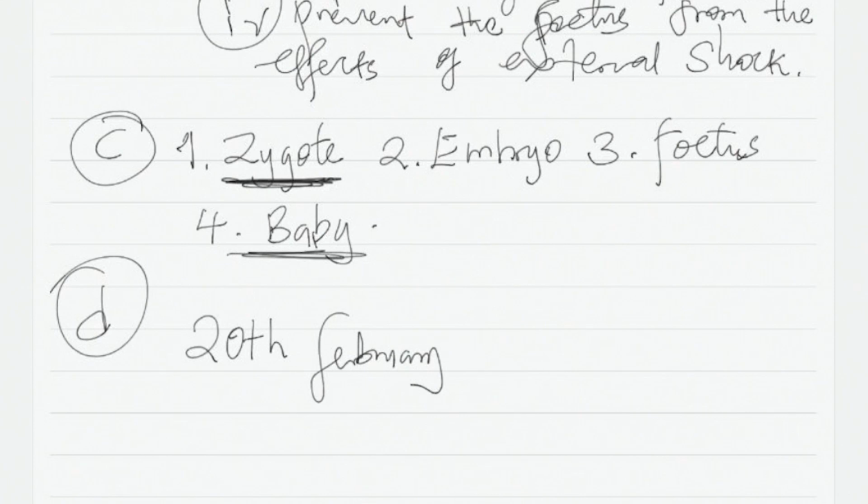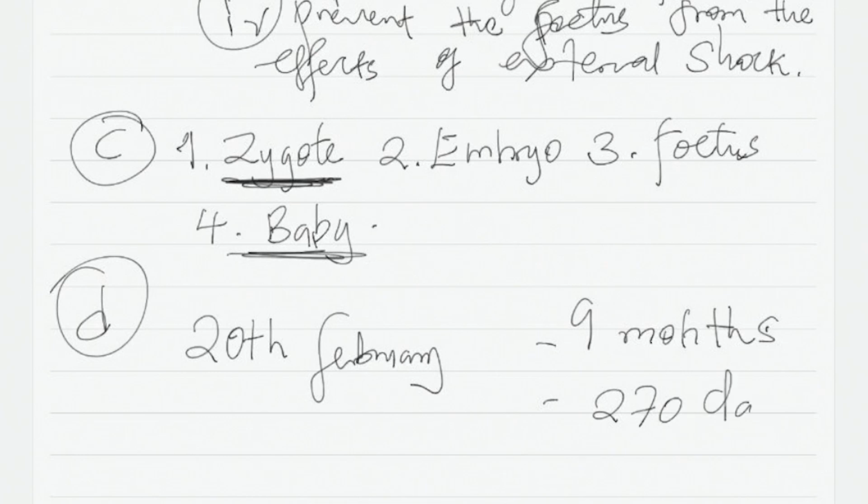Now we are looking at the gestation period here. The gestation period is the period from fertilization up to birth. What is the gestation period? We know that the gestation period is supposed to be 9 months, or 270 days, or 40 weeks.